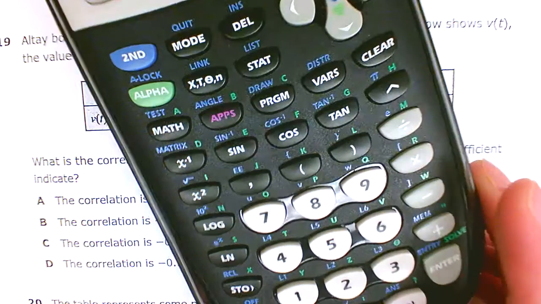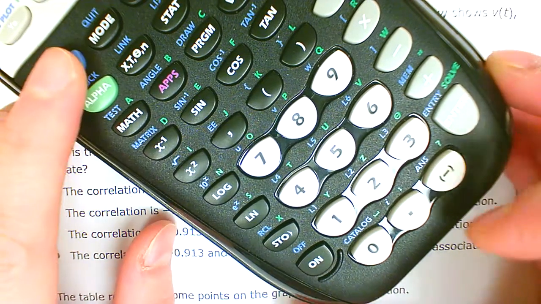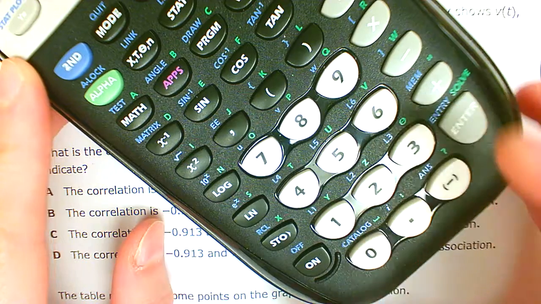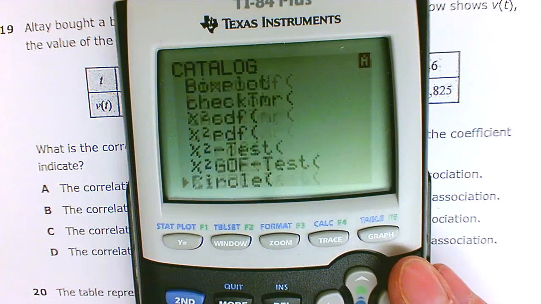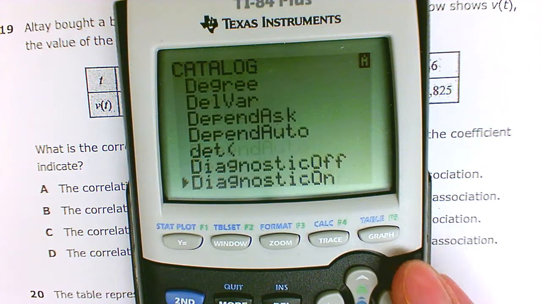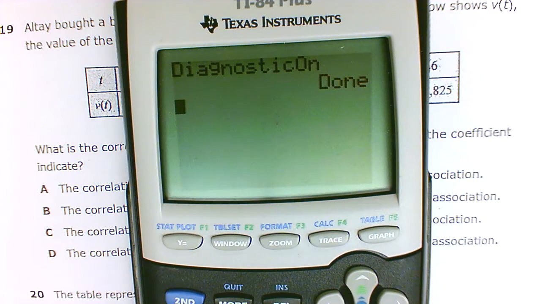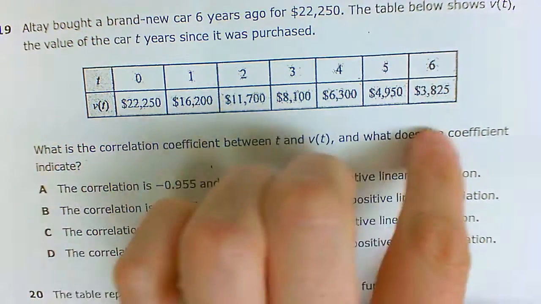Now, in order to do this question, you have to have the diagnostic on. So if you're not sure how to do that, you press the second blue button and then you press 0 for catalog. Scroll all the way down until you find diagnostic on. And then hit enter and enter one more time so it says done. So now I'm going to go to Stat Edit and enter in all these values.